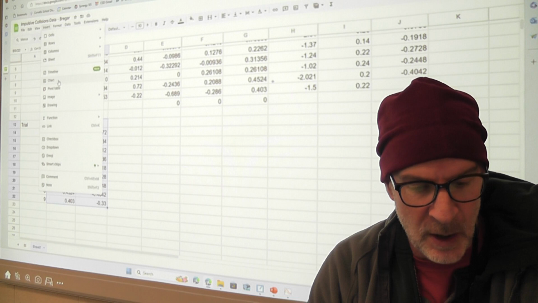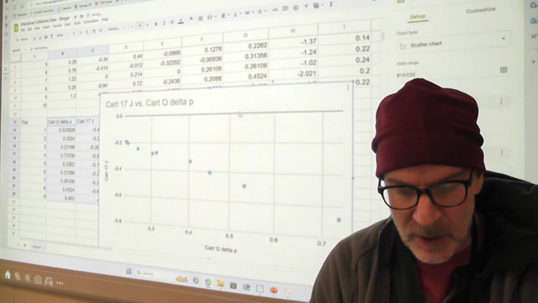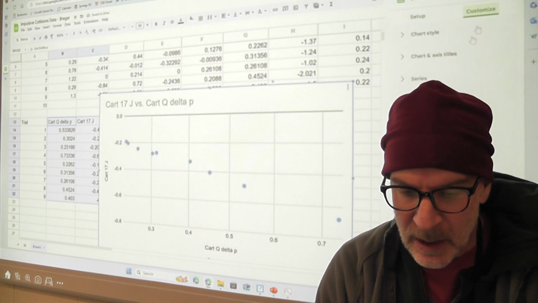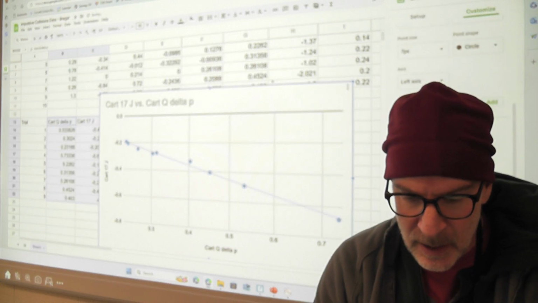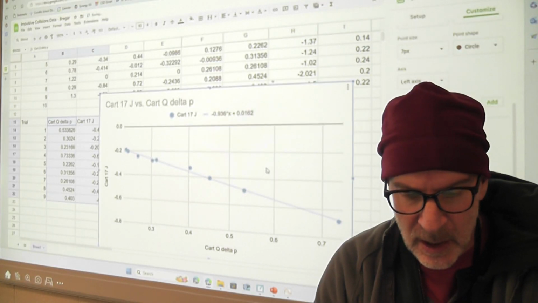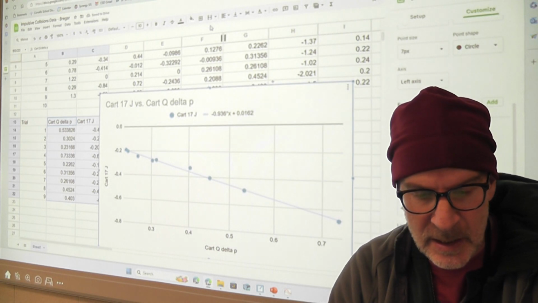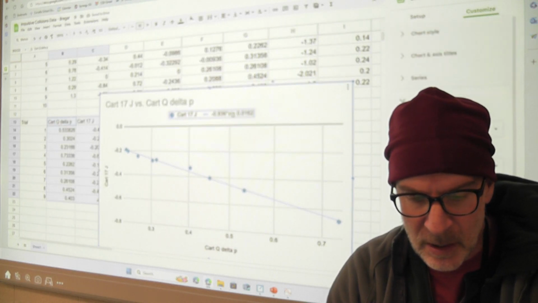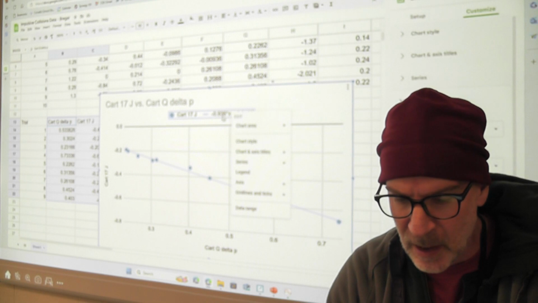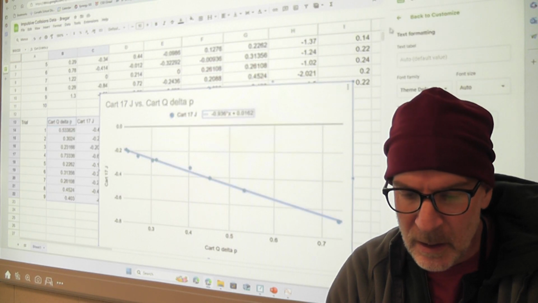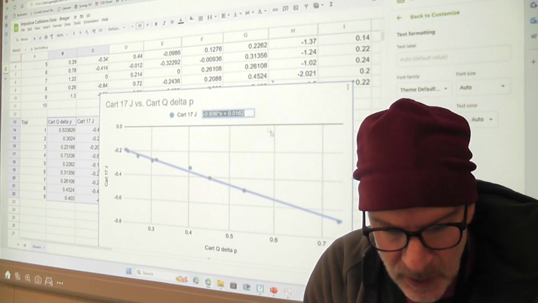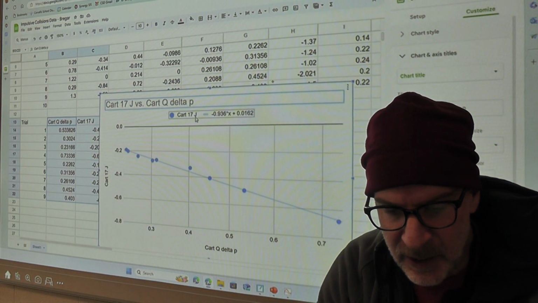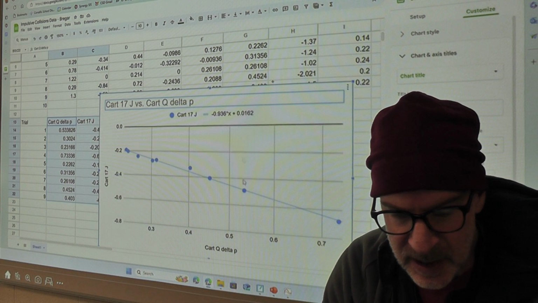I'm going to put a chart in, and then I'm going to add a trend line and the equation. And what I get is this equation right here. I don't know if I can copy that or not. Can I copy that? Oh yeah, look at that. Okay, so what it looks like here is the impulse is equal to this stuff.